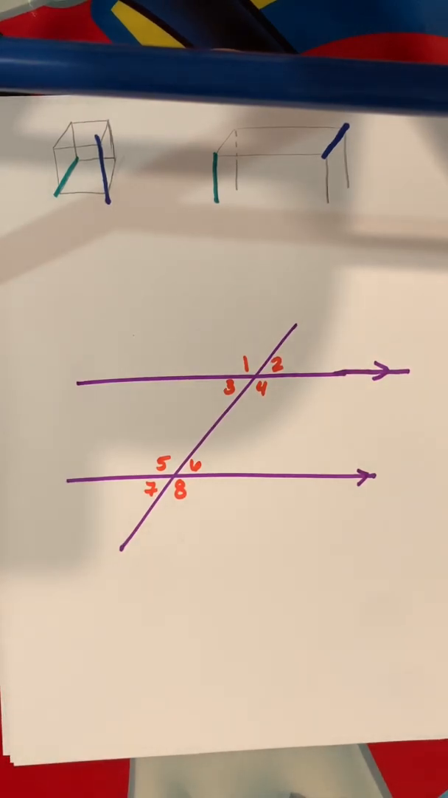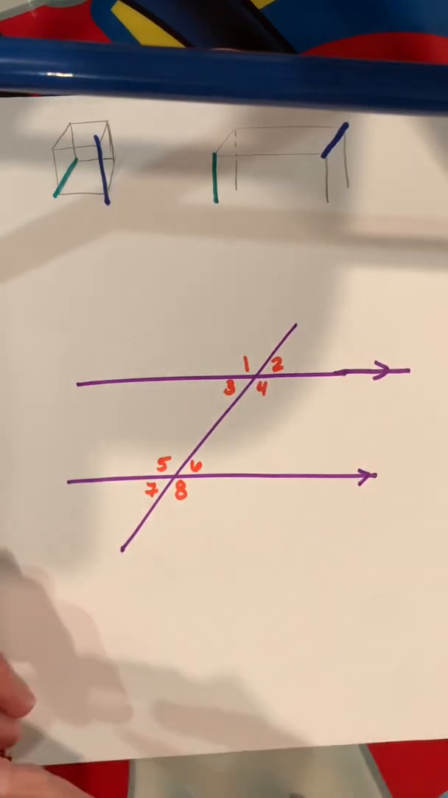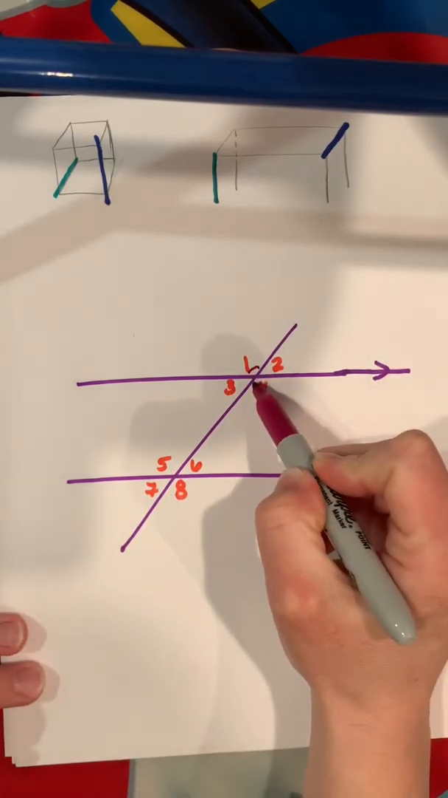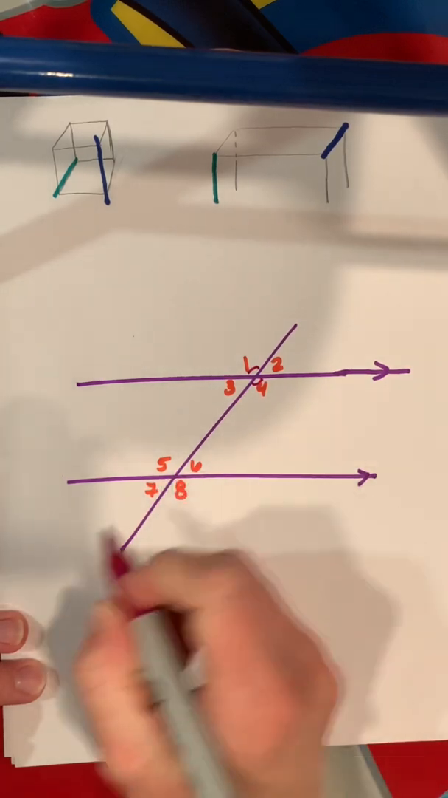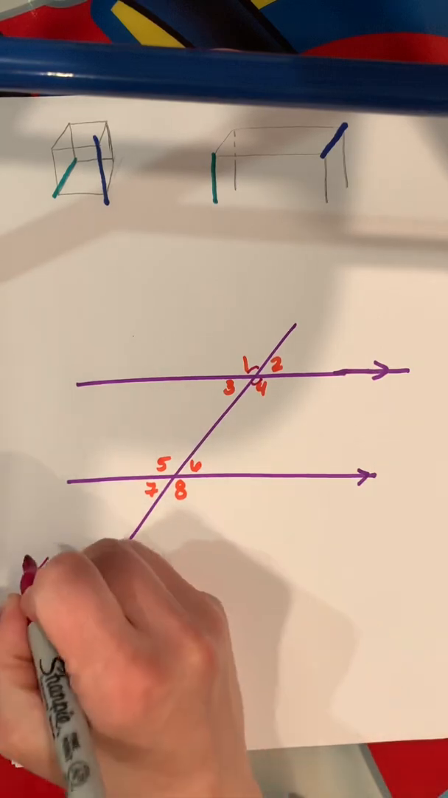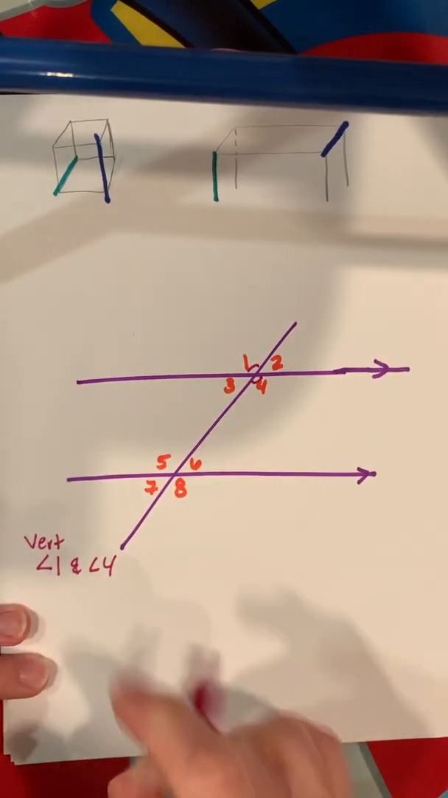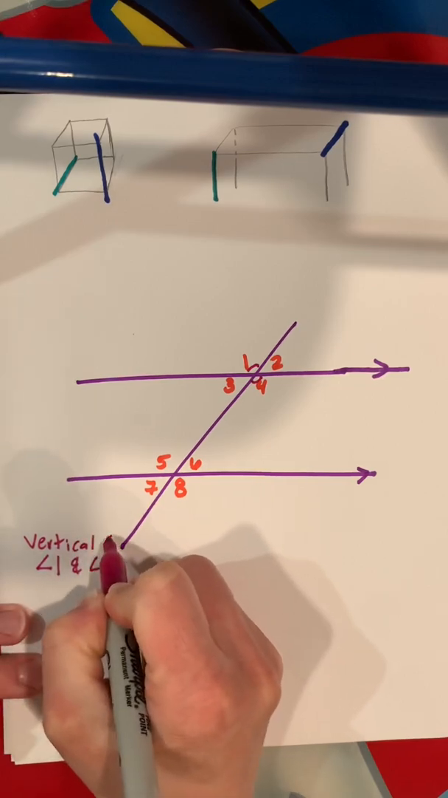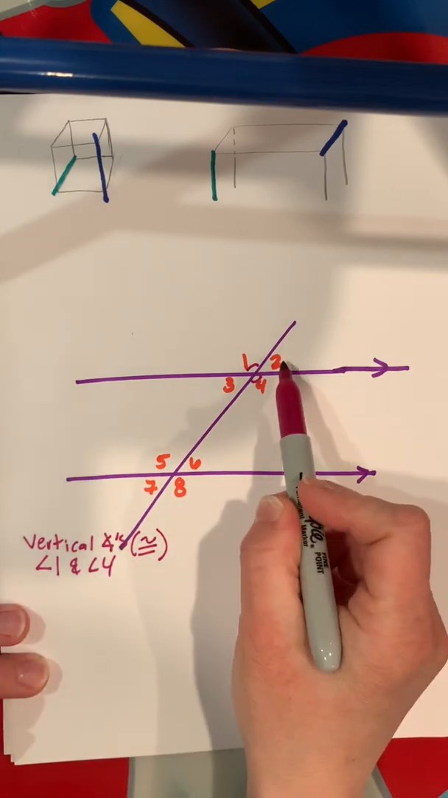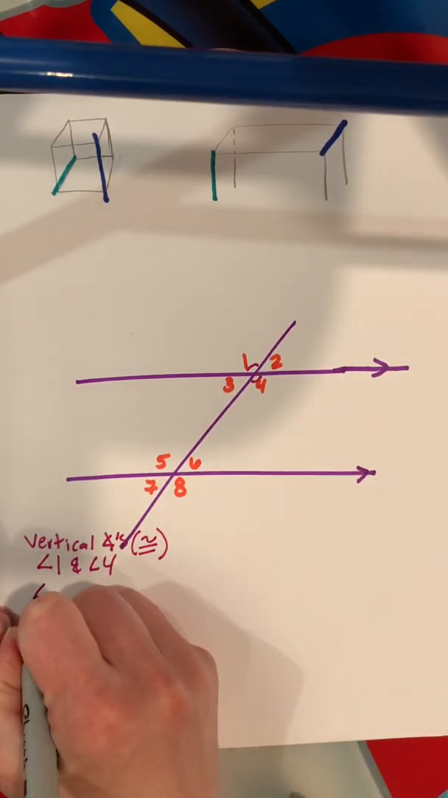So the first thing is that I would start off talking about my angle relationships, what I have, and how many of them I have. If I look here, angle 1 and angle 4 are vertical angles. And vertical angles are congruent. 1 and 4 are, and so that also means that 2 and 3 are too.